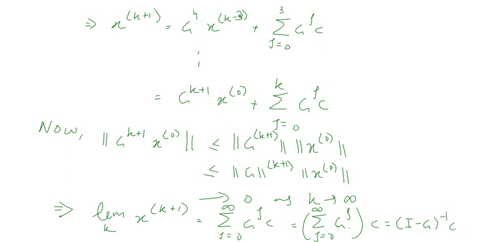So if the spectral radius of G is strictly less than 1, then the sequence produced by the general iterative scheme converges, and it does converge to the following vector. Okay, right. Now what about the converse?